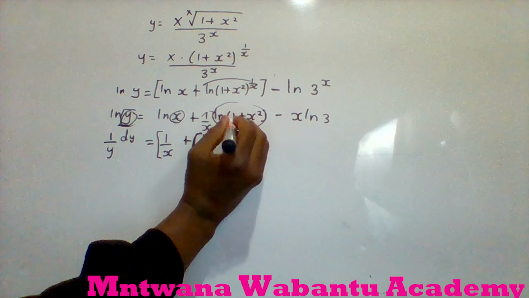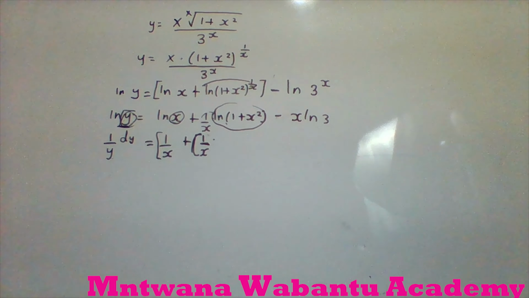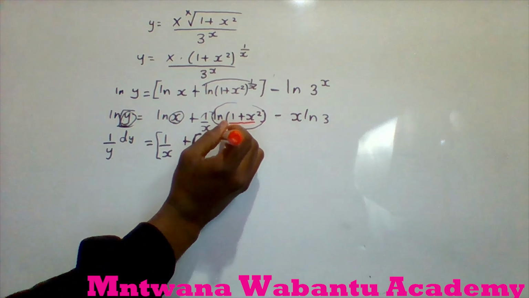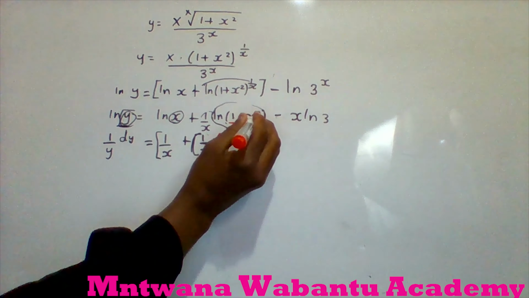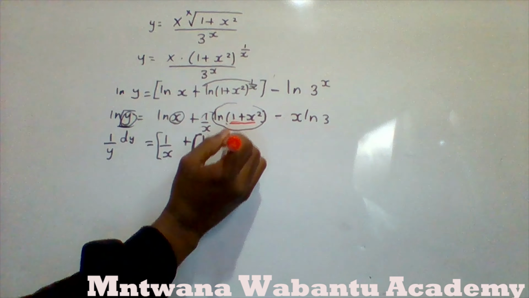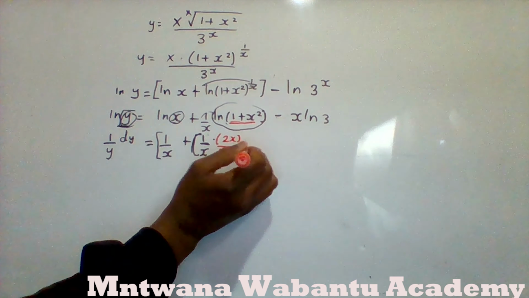So how do you differentiate this? That one is easy. You do the same game: differentiate everything which is in here. When you differentiate 1 you get 0, when you differentiate x squared you get 2x, and then over the same thing which is in there, 1 plus x squared.